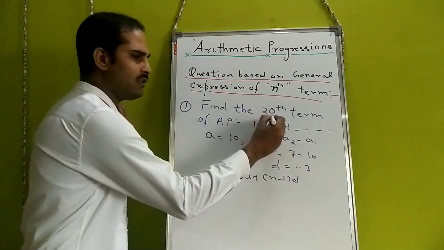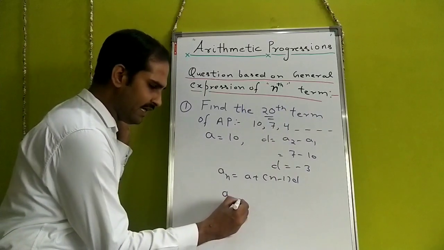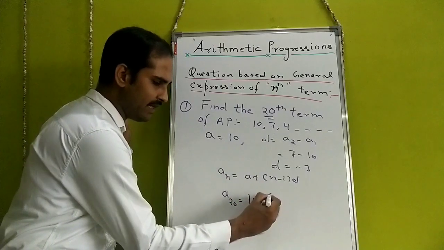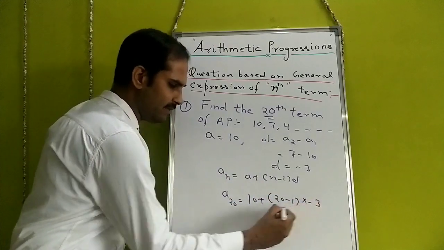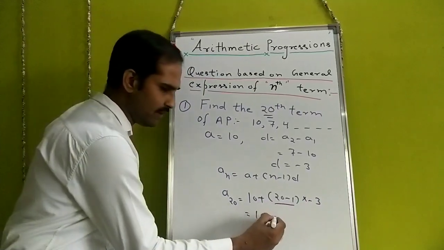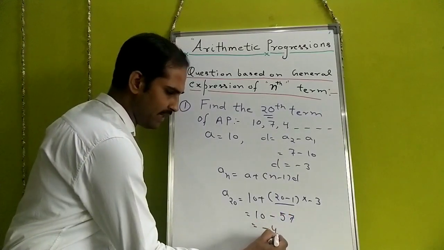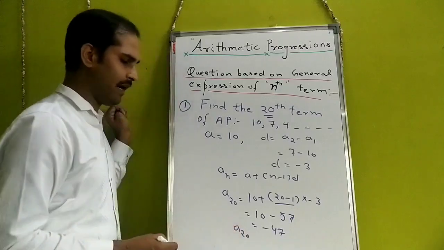Here we have to find the 20th term, so n equals 20. Putting n equal to 20, we get a20, where a is 10, plus n minus 1, which is 20 minus 1, and d is minus 3. So 10, 20 minus 1 is 19, 19 into 3 is 57. So 10 minus 57 is minus 47. So the 20th term of the given AP is minus 47.